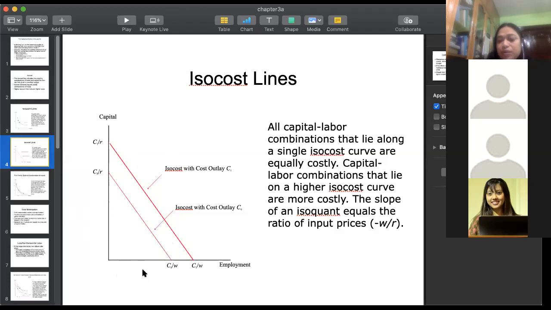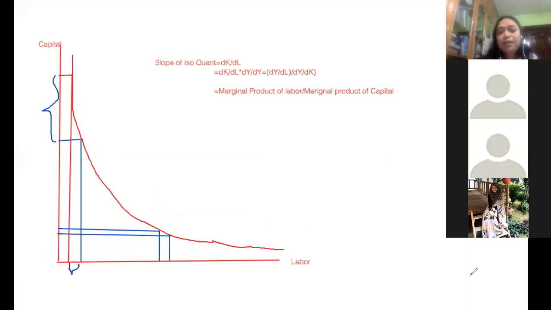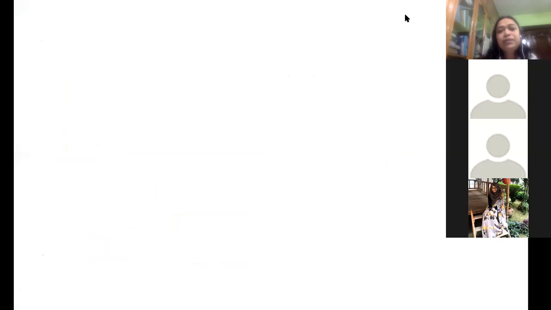Okay, so if cost is constant, then how do we measure the slope of the isocost curve? The slope is just basically the ratio of the input prices. W is the wage rate and R is the rental rate of capital. To understand this, let's again go back to our whiteboard. Bear with me, guys.